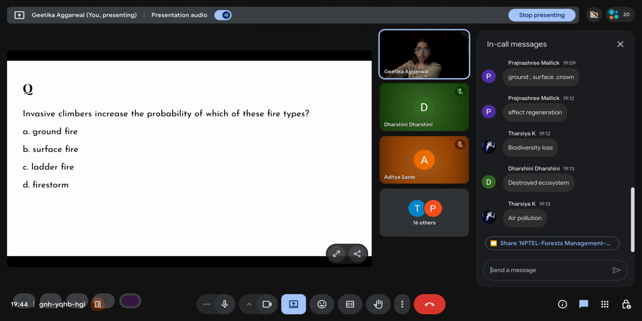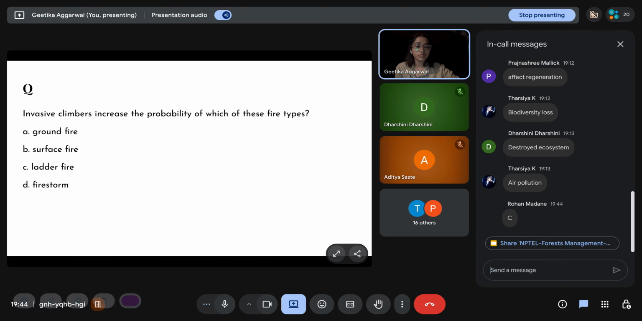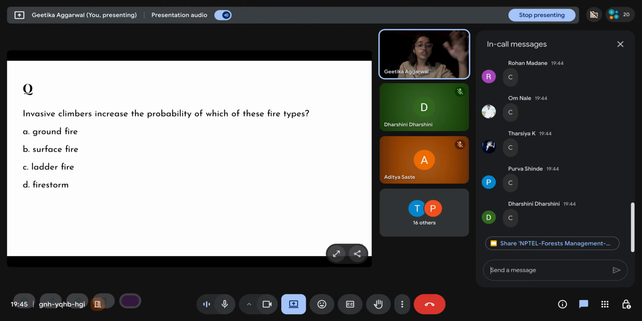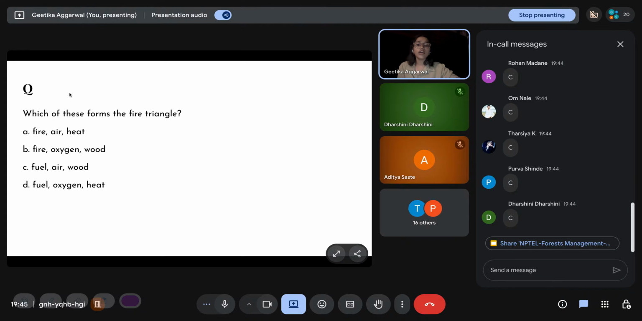Anyone? We discussed this in today's lecture itself. I gave you the answer. So, which of these fires can be spread by an invasive climber? C. Yes, very good. Ladder fire, because as we see, the climbers move up from the ground, from the surface towards the canopies. They can actually lead to ladder fires, which are spread from the ground up to the canopy.